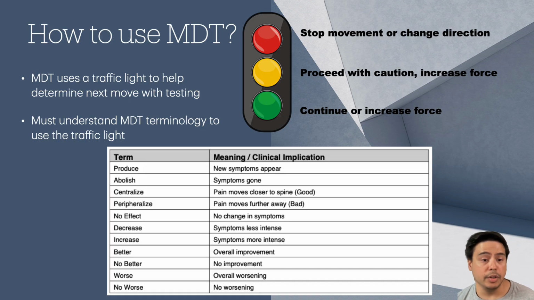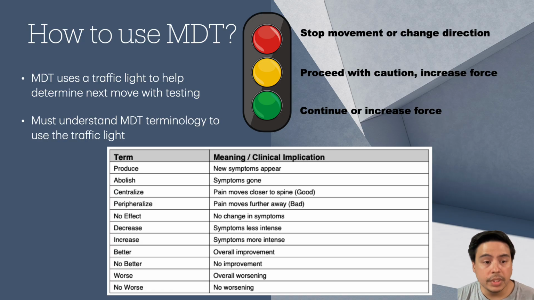Now, where it becomes better, no better, worse. Because centralizing, abolishing, decreasing symptoms are considered good, if they stay good after you do the repeated movements, that would be considered better. Now, if they have those things happen, but afterwards they go back to their baselines and it doesn't stay better, that would be considered no better.